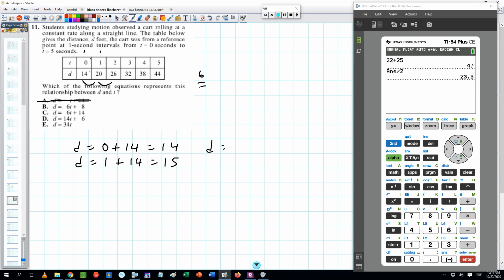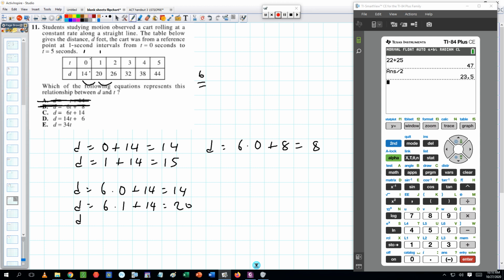0 goes in, 6 times 0 plus 8 gives me 8. I needed 14. B is not my answer. C, D is equal to 6 times 0 plus 14 gives me 14. Good. Let's plug in a 1. 6 times 1 plus 14. 6 times 1 is 6, plus 14 is 20.